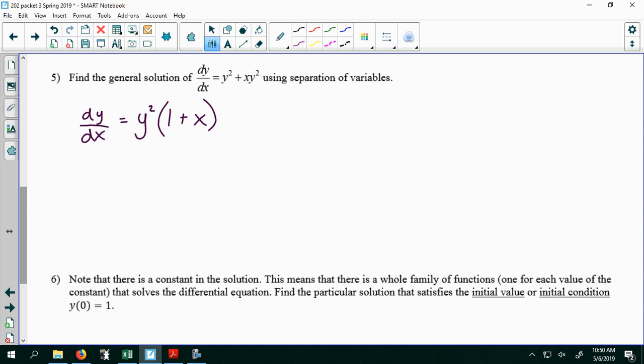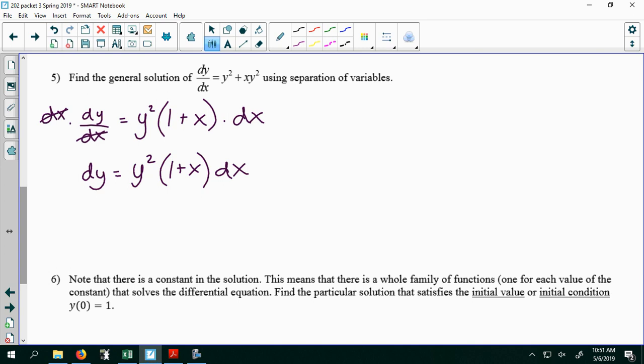Now I want anything that has a y in it on the left, anything that has an x in it on the right. So I'm going to start by multiplying both sides by dx. We're going to treat this dy/dx like it's a fraction. The dx's cancel, and you get dy equals y squared times (1 plus x) dx. So all the x's are on the right. I've moved them all to the right-hand side.